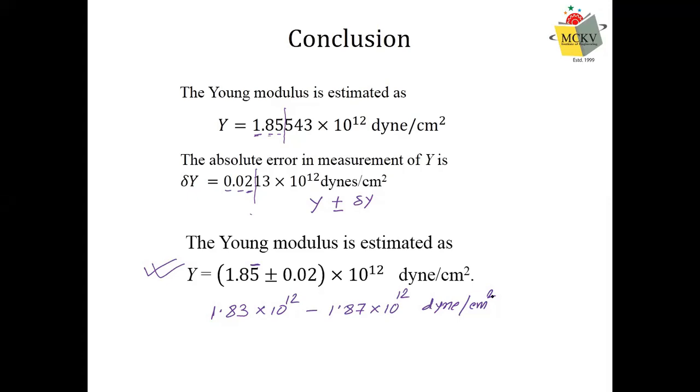This is correct for this particular set of apparatus which has been used to estimate this value. For that set of apparatus, this is the range of y. So within that range, the value is correct. So if the reported value is, say, 1.86 into 10 to the power 12 dyne per centimeter square, then also it is correct. So that will be the final reporting of your Young's modulus.